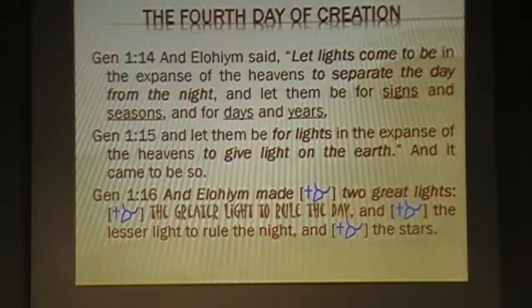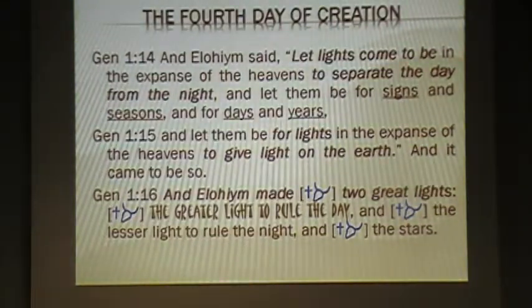Now, the definition of light, and I take this from the show that used to come on the Morgan station years ago. Light is that which makes something visible. Okay? So when you think about lights being for the purpose of the earth, that indicates that Yahweh wants us to see something. Okay? And let them be for lights in the expanse of the heavens, to give light on the earth. Now keep these things in mind as we start making some connections. To give light on the earth. And it came to be so.